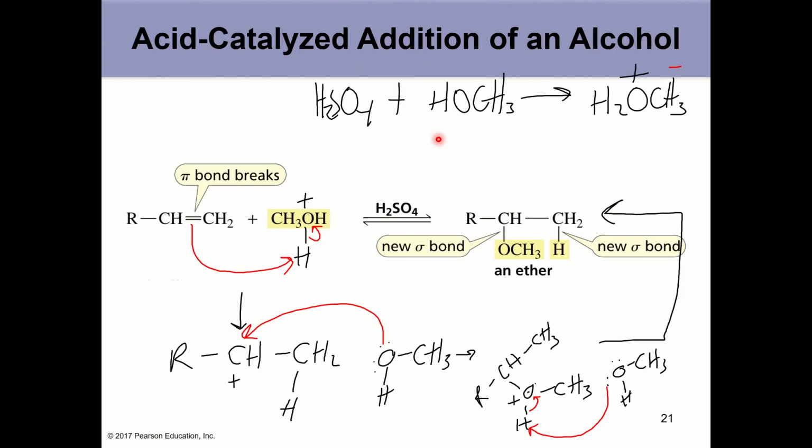Acid-catalyzed addition of an alcohol. In this case, instead of adding water to the pi bond, we're adding an OCH3 group. This reaction will form an ether. Acid-catalyzed addition of an alcohol will form an ether.